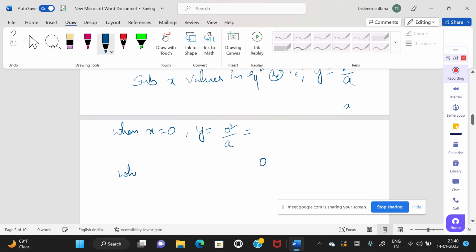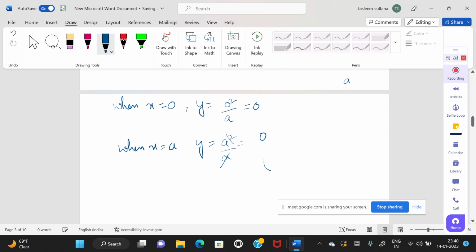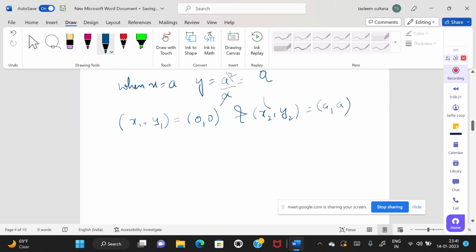When x is equal to a, y is equal to a square by a, which is equal to a, as one single a is left. So the values we got are x1 comma y1 equal to 0 comma 0, and x2 comma y2 equal to a comma a. So we got two stationary points: when x is 0, y is 0, and when x is a, y is also a.